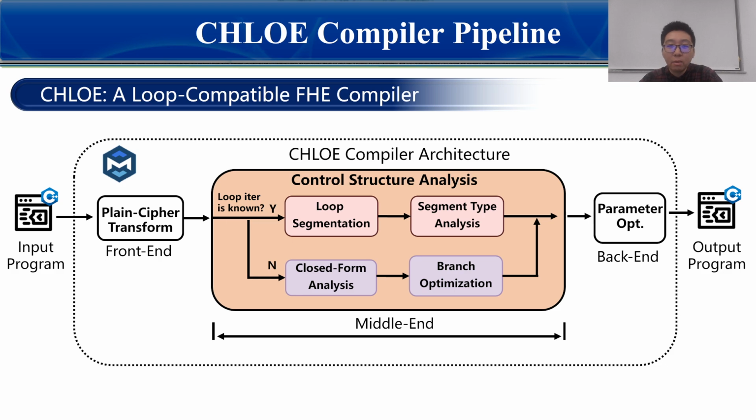Meanwhile, CLOI primarily focuses on the middle end, which involves rewriting the program into a more FHE-friendly form, particularly through analysis of control structures. Since loops with complex branch structures are inherently inefficient in the FHE programming paradigm, CLOI proposes several optimizations, including loop segmentation and branch reduction, to enhance the execution efficiency of loops.